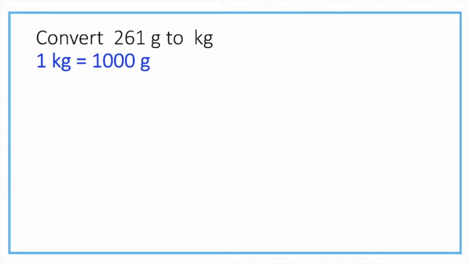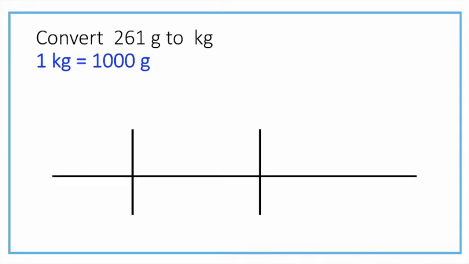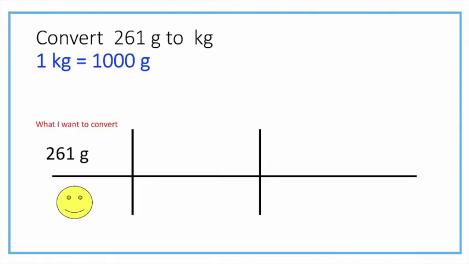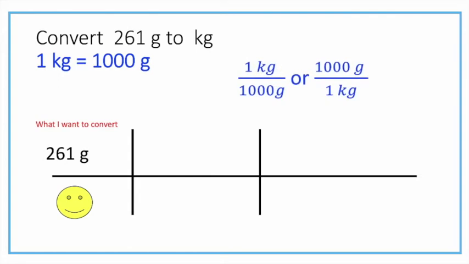Let's do another one. We're asked to convert 261 grams to kilograms, and we're given the conversion factor 1 kilogram equals 1,000 grams. Try this one on your own, and then we'll work through the answer together. The first thing we're going to do is to put the measurement we want to convert from in the upper left-hand part of the grid. I'm going to put a smiley face down at the bottom just because I can and because I think it's cute. Now I'm going to take my conversion factor and I'm going to make the fraction forms of it.